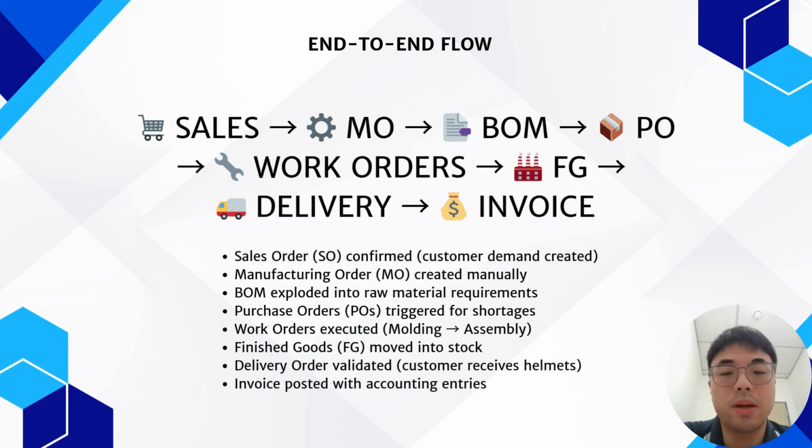Here is our end-to-end flow. We start with a sale order, which triggers a manufacturing order. The BOM then explodes into component requirements. If stock is insufficient, we will generate a purchase order manually. Work orders are executed, finished goods are moved to stock, and a delivery date is validated. Finally, an invoice is posted and accounting entries are created. This shows how Odoo modules are fully integrated, ensuring seamless data flow.